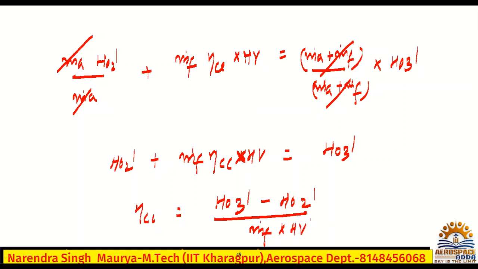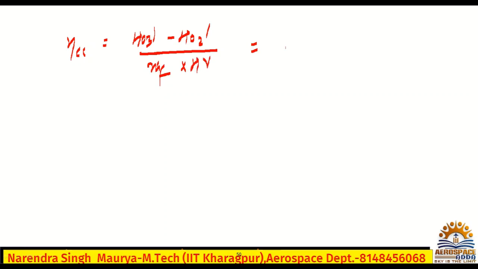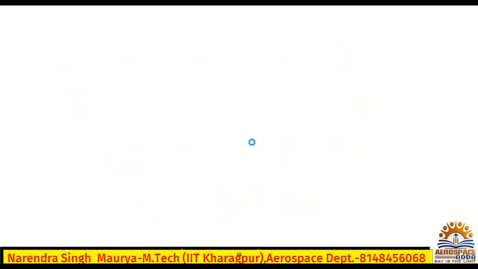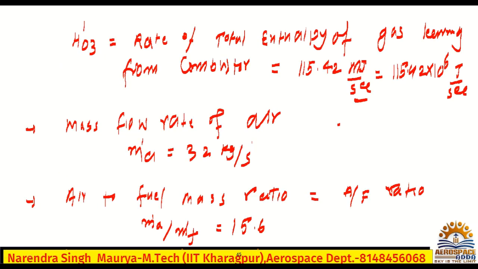Now we'll write the combustor efficiency, which is nothing but h naught 3 dash minus h naught 2 dash divided by m dot f into heat value. What is the h naught 3 dash? Check. H naught 3 dash is 115.42 megajoule per second, or 115.42 into 10 power 6 joule per second. Yes or no? So we'll write all the values here, whatever is given.